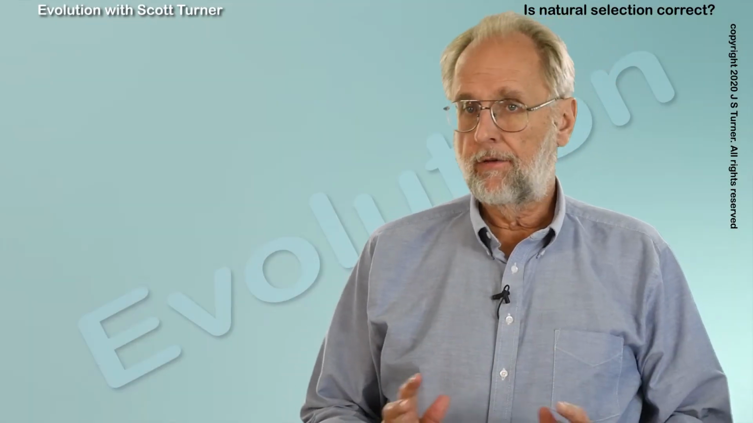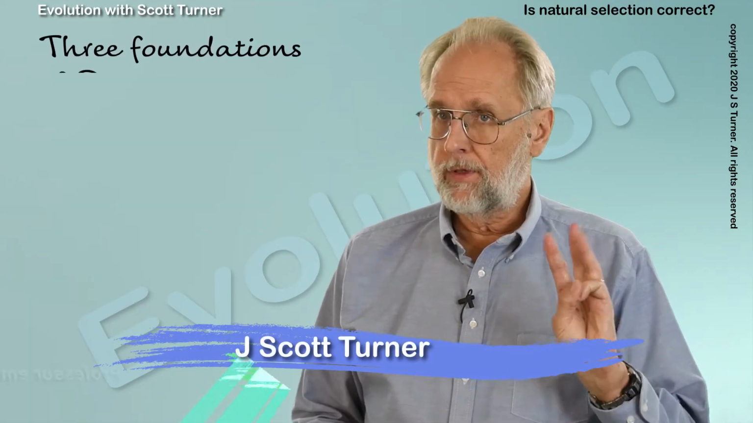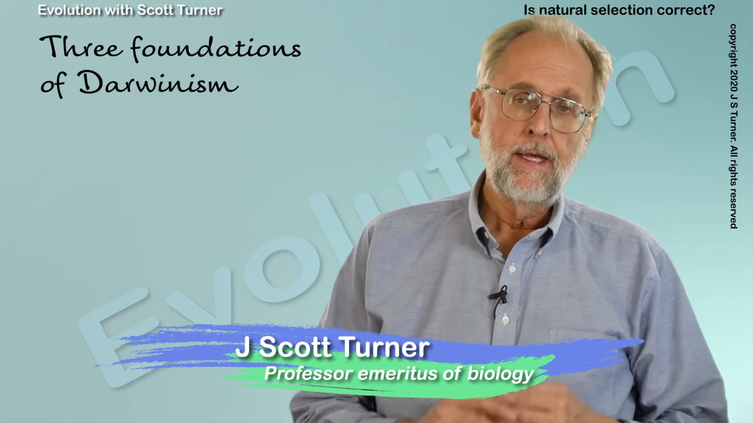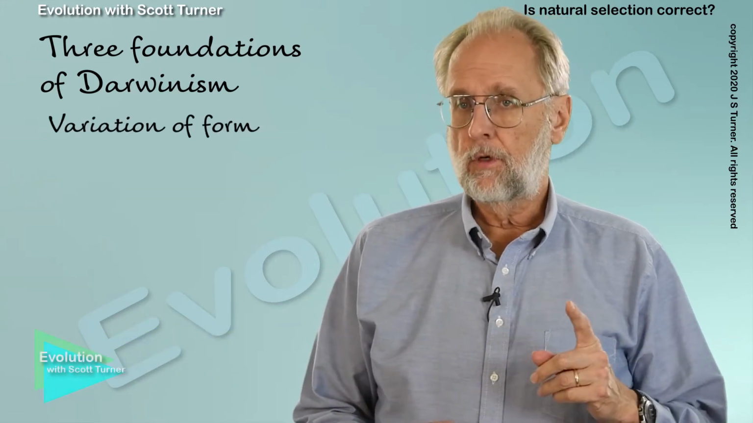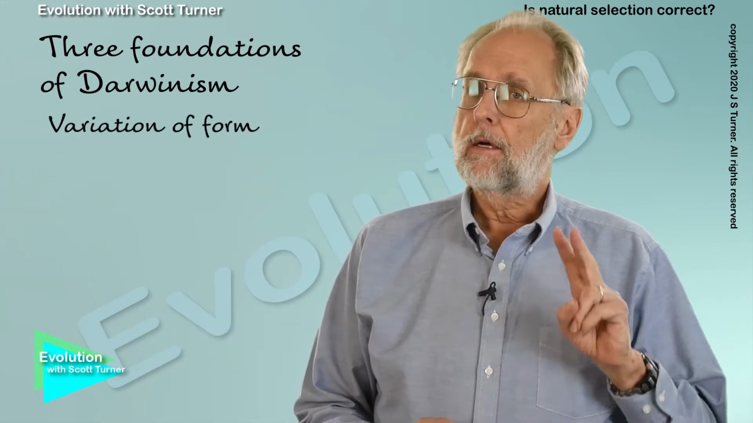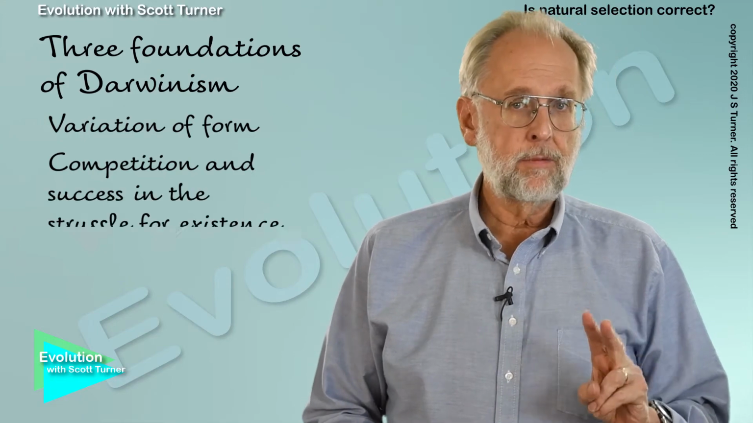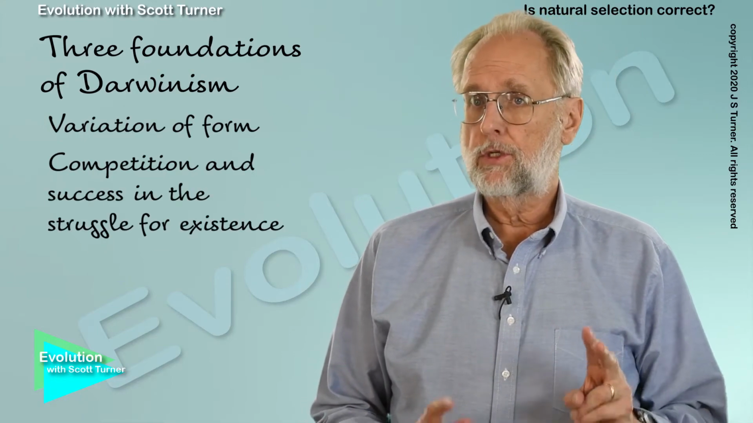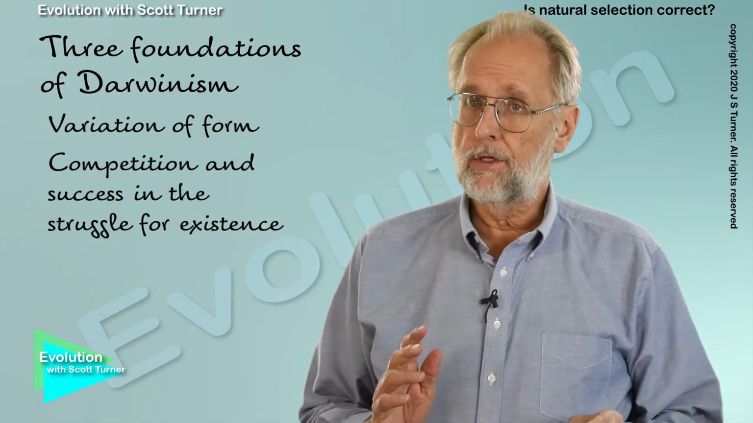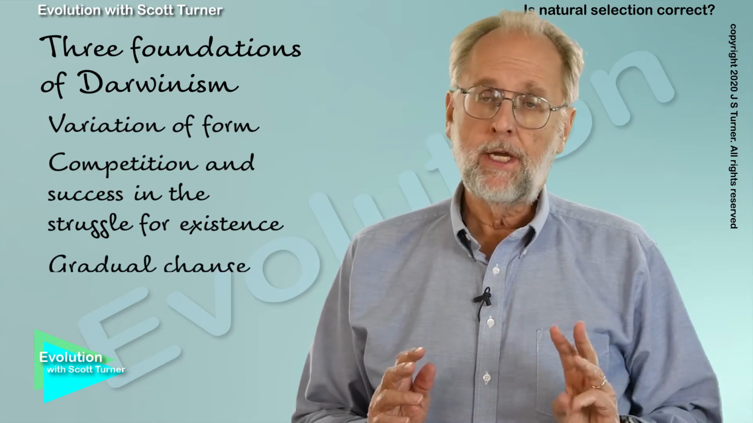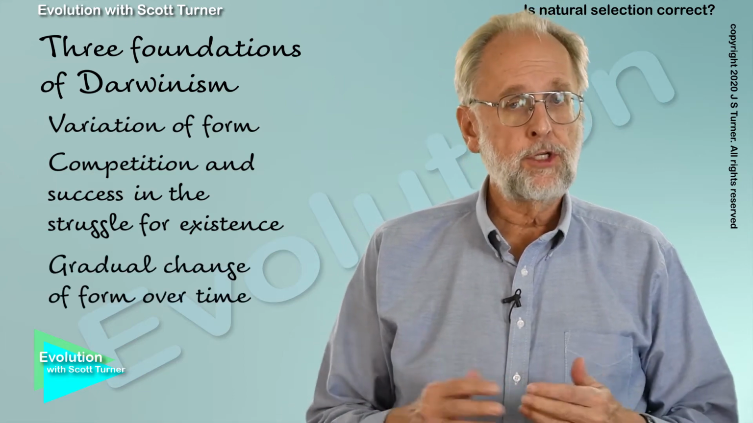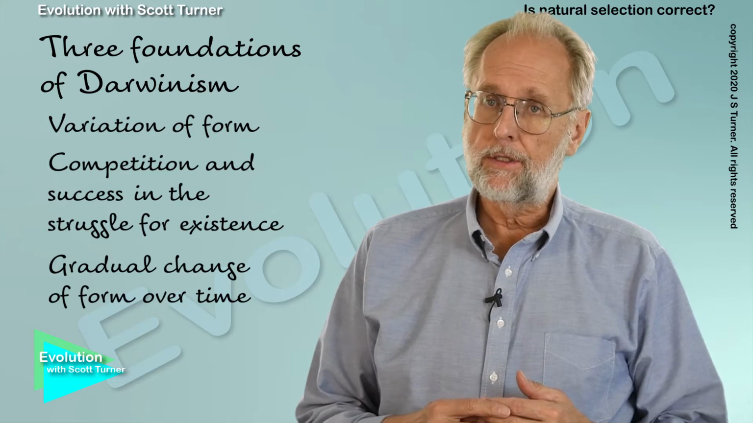Charles Darwin's theory of natural selection was built upon three principal pillars. These were variation of form within species, competition in an inevitable struggle for existence, in which certain forms would prevail over others, and the gradual change of form over time, eventually producing new species.